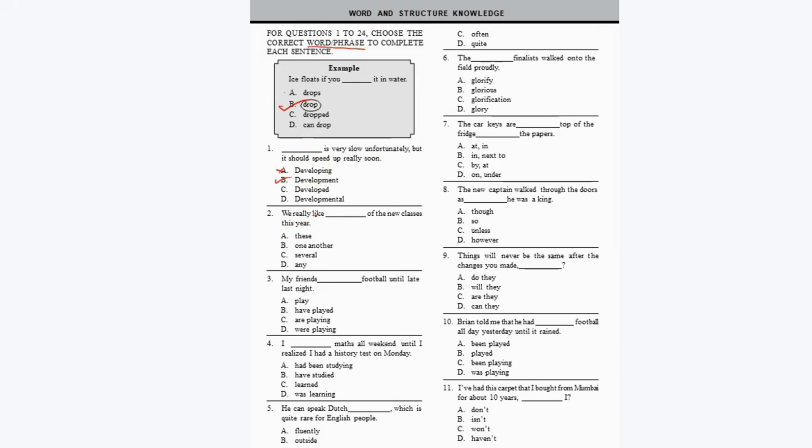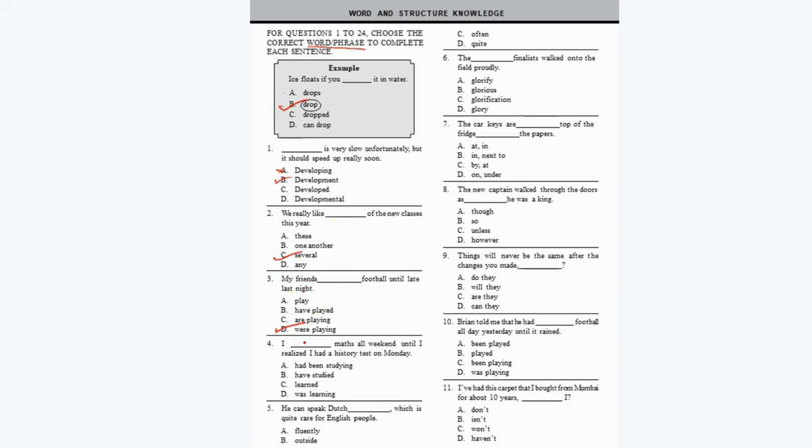Next, "We really like dash of the new classes this year." Here it can't be "these of the new classes." "One another," no. "Several of the new classes." Right. So it should be: we really like several of the new classes this year. Next, "My friends dash football until late last night." What were they doing until late last night? They were playing football until late last night.